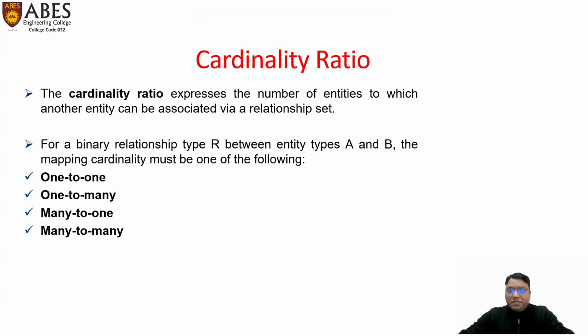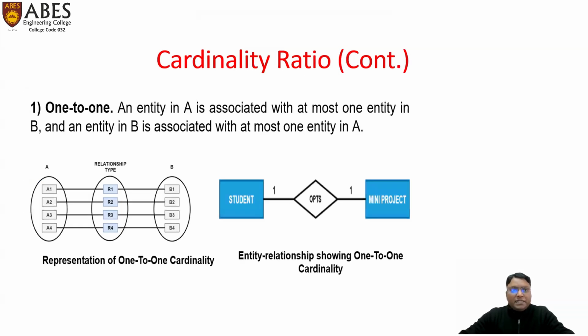One to one means on both sides there should be only one entity. One to many means on the left hand side there may be one entity, and on the other hand there may be many entities, n entities. Many to one means on the left hand side we have a lot of entities, n number of entities, but on the right side we have only one entity. And in a many to many relationship type, there may be n number of entities on both the sides. So cardinality ratio, I will explain one by one.